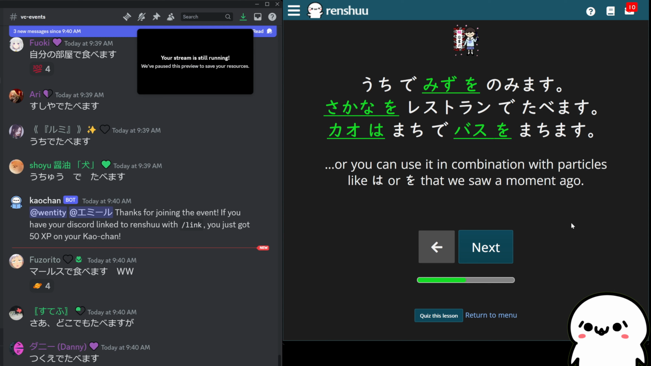Now look at the second sentence. The second sentence has basically the same meat of the first sentence. You've got a location, you're consuming something, and it's what you're consuming, drinking or eating. But the second one says, sakana o restaurant de tabemasu.